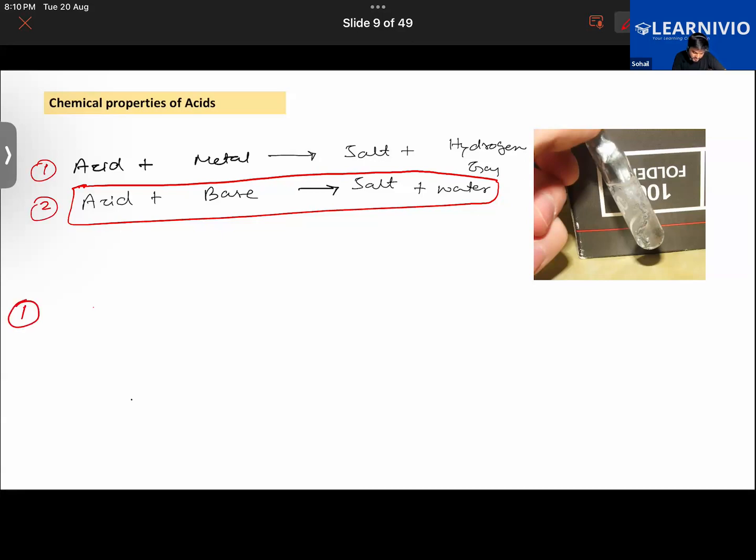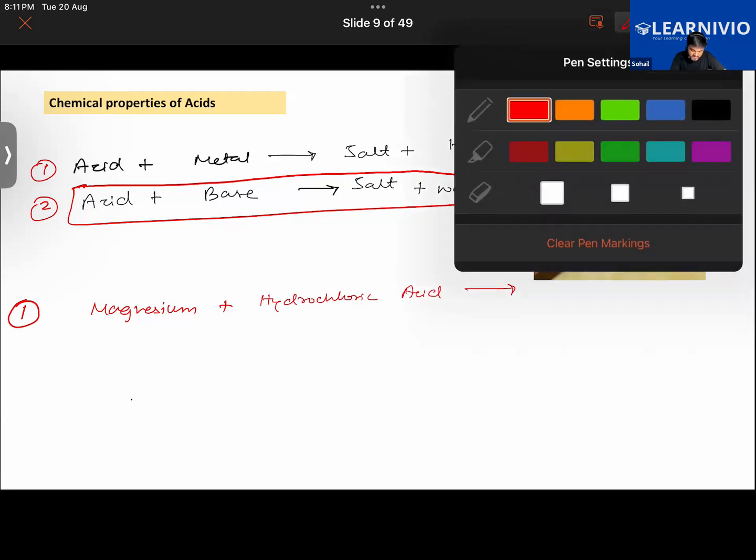We are learning the first one. Say we have taken magnesium. Magnesium is a metal, okay, and we are trying to react it with some acid. Let us say we have taken hydrochloric acid. Let us see what happens in this case.